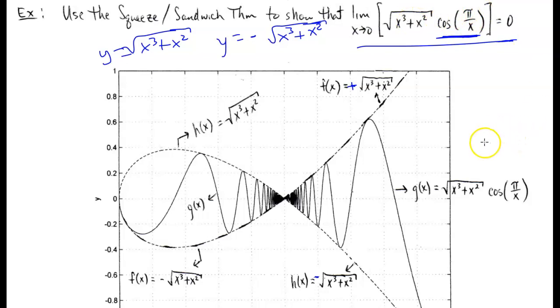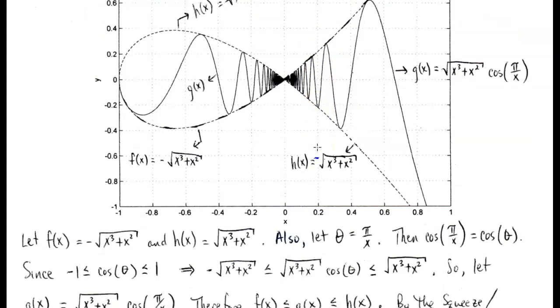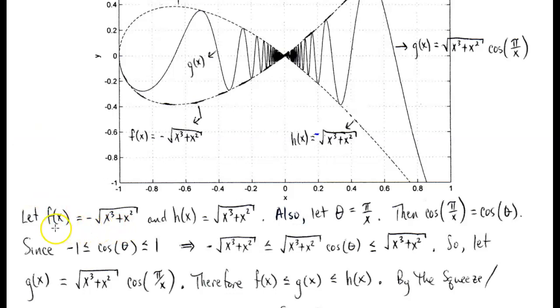Okay, so now that we know that, we have something to work with to figure out what's going to be the behavior of this function as x approaches 0 from both the left and the right. As I mentioned before, we're going to let our f of x be negative square root of x cubed plus x squared. Positive square root of x cubed plus x squared is h of x. So remember, this is the high function, this is the low function, and g of x is the actual function that we want to take the limit of. Also, for simplicity, I let theta equal pi divided by x, just to make it look simple.